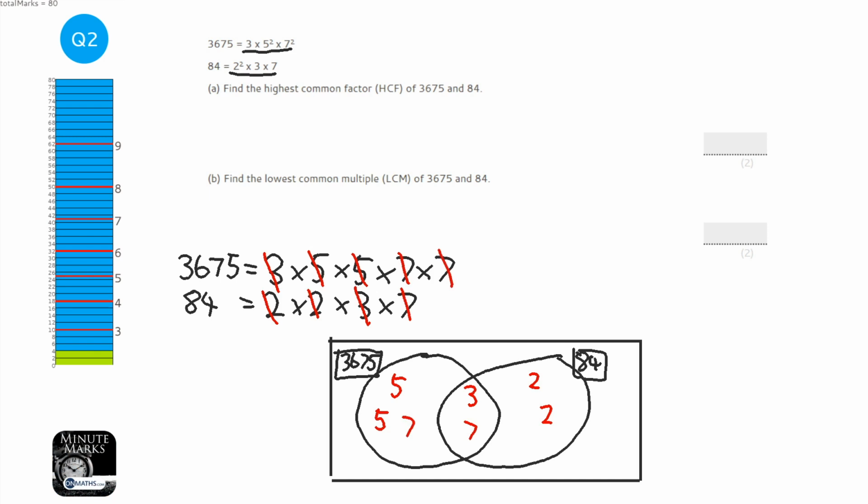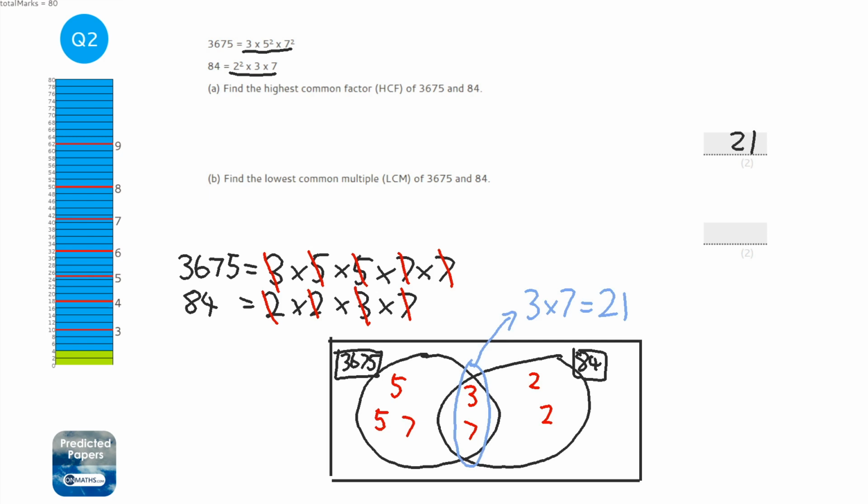Now, to answer question A, to find the highest common factor, all you need to do is multiply the overlapping ones together. So the highest common factor is 21, and that's it. There we are, it's that easy.